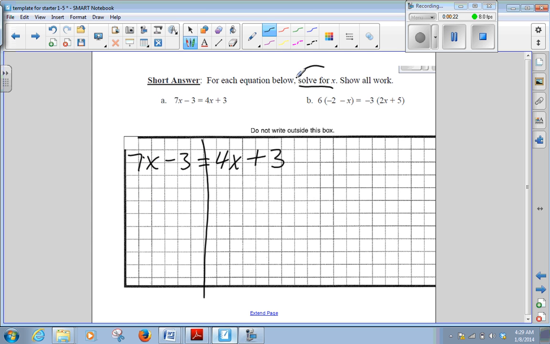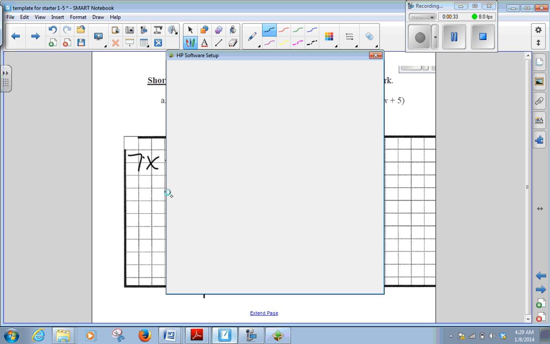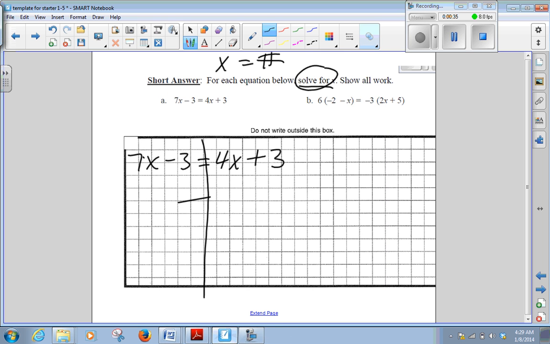Remember, in order to solve for x, I'm trying to get my x isolated on one side of my variable and a number on the other side of my variable. So I got to get rid of one of these x's. So I'm going to get rid, personally, I'm just going to get rid of the 4x. I could have gotten rid of either of them, but I just think it makes more sense to get rid of the smaller one. So I'm going to subtract 4 x's from over here. That's going to cancel and leave me with a 3 on that side.